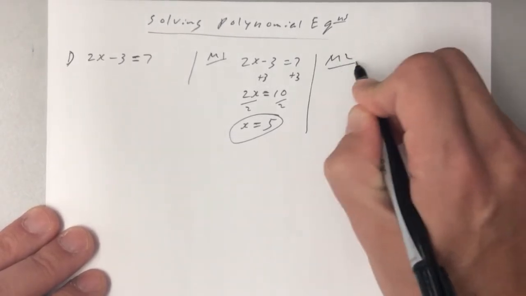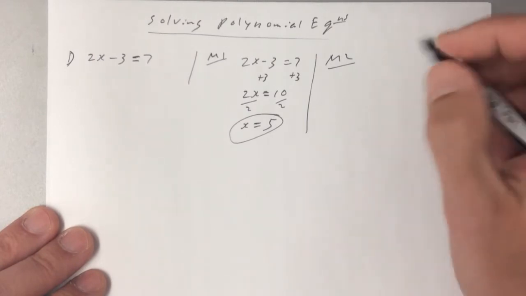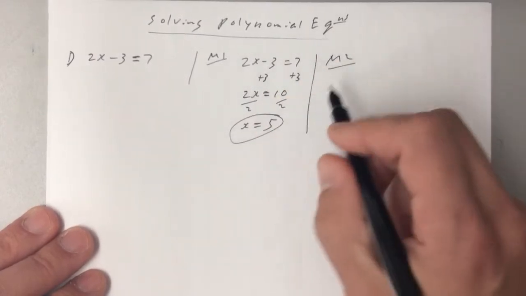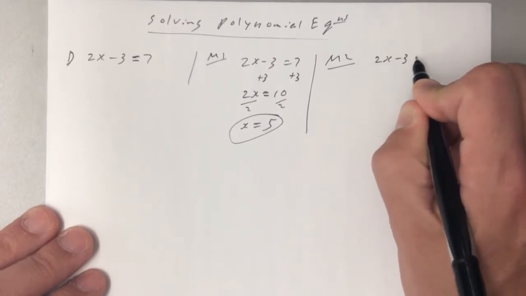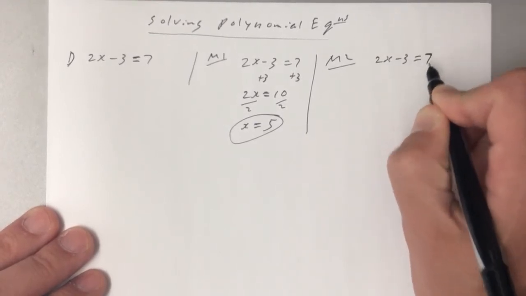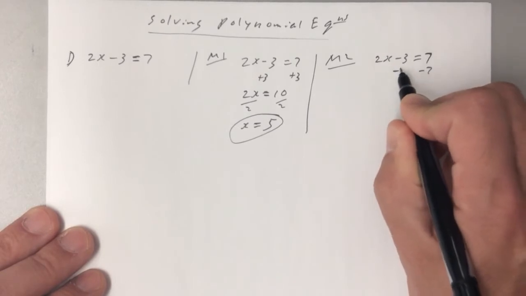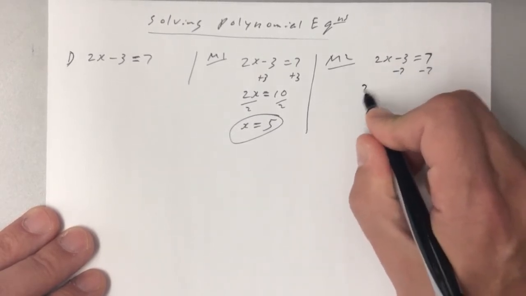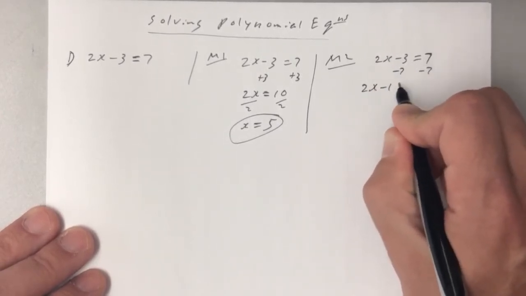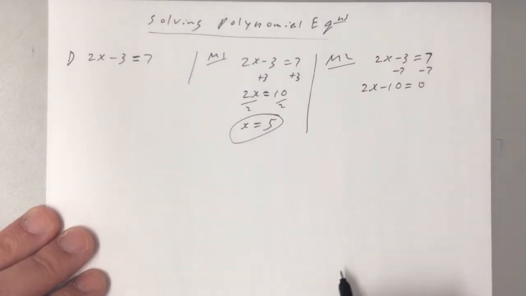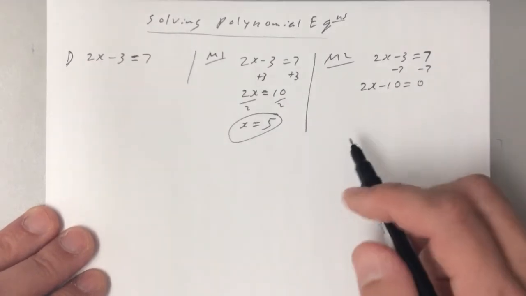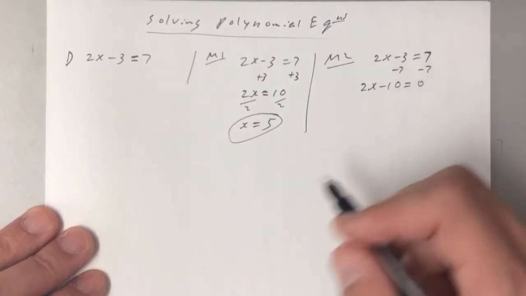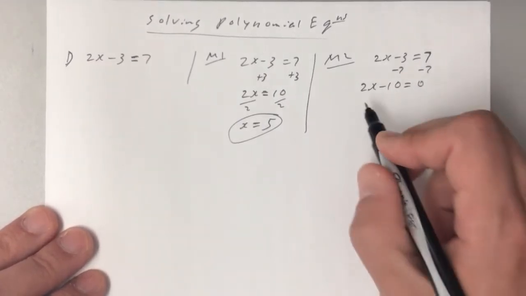Or method 2, which you may not have thought of before, is bringing everything over to the left side. So 2x minus 3 equals 7. I'm going to subtract 7 from both sides, and then we get 2x minus 10 equals 0. And this is the method that we're going to have to use for polynomials that are not linear. So for quadratics we have to do this, for cubics and so on.